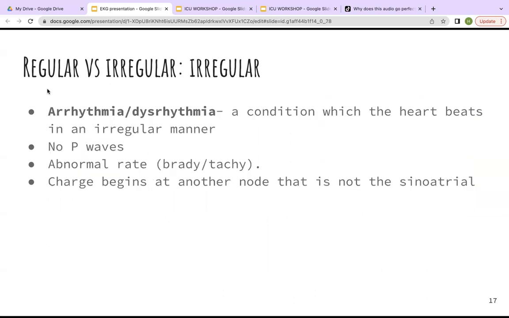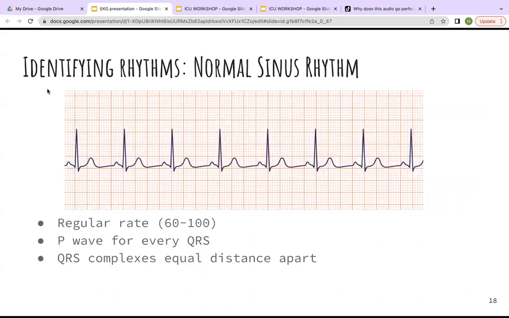Now, irregular. Some vocabulary here is arrhythmia and dysrhythmia. They're interchangeable. It's a condition in which the heart beats in an irregular manner. There may be no P waves, and charges are beginning in the incorrect node, that's not the sinoatrial node. Your QRS complexes are not going to be equal distance apart. A good example would be AFib, which we'll go over shortly.